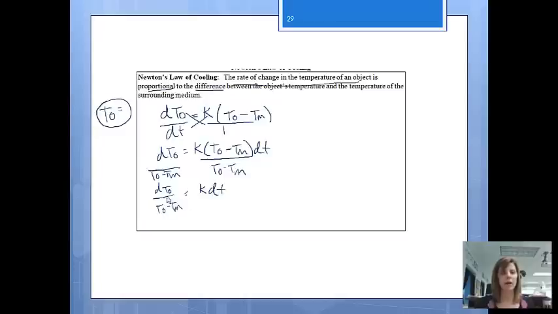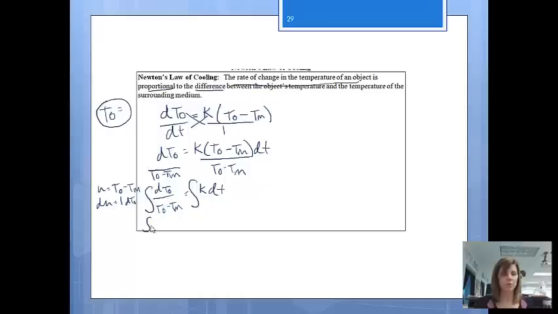Now I have my variables separated, so we're ready to take the integral. On the left side, since I have more than one thing in the denominator, I need to do a u substitution. I'll let u equal T sub O minus T sub M. The derivative of T sub O is just 1, and the derivative of T sub M, since it's a constant, is 0, so du is just dT sub O. Now I have exactly what I need.